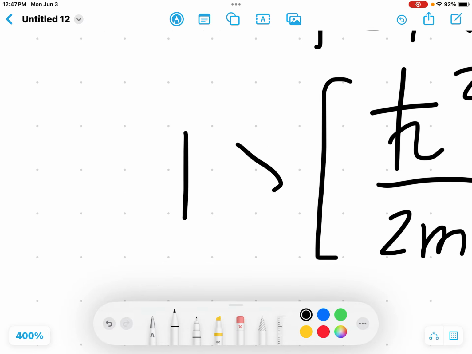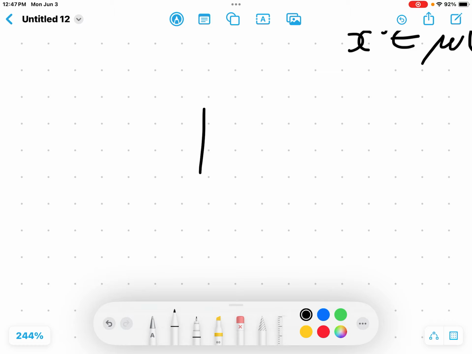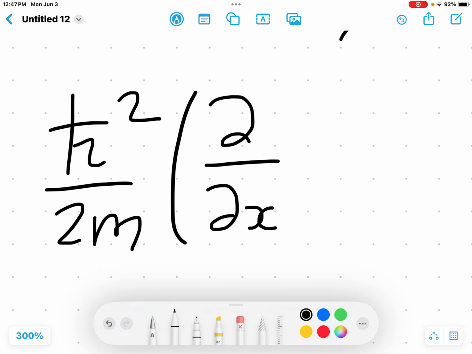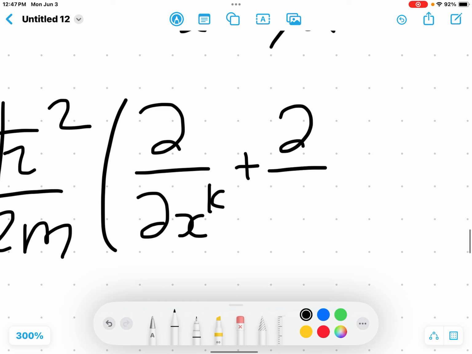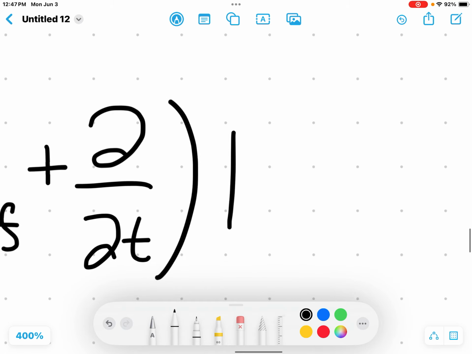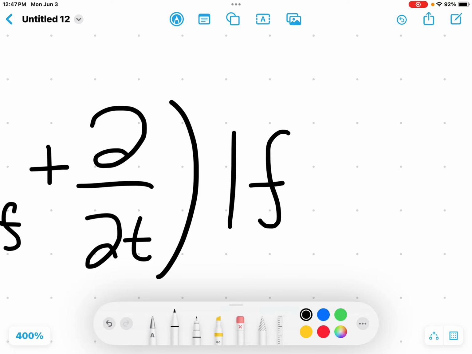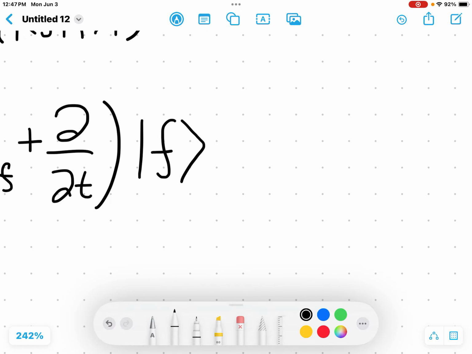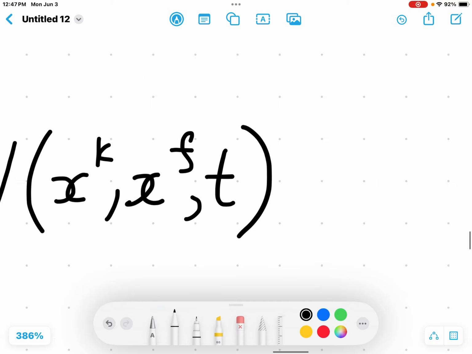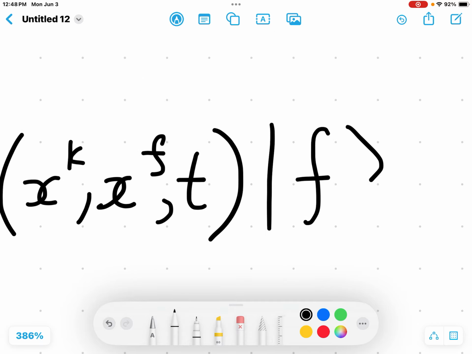So this is my wave function. I'm going to write them explicitly down here. So ħ² over 2m times d/dxk plus d/dxf plus d/dt times my f wave function, plus the potential. So this is V of xk, xf, and then t, times the wave function.